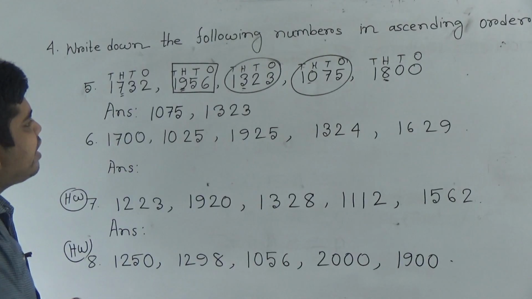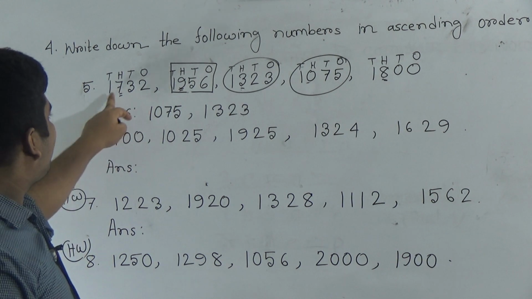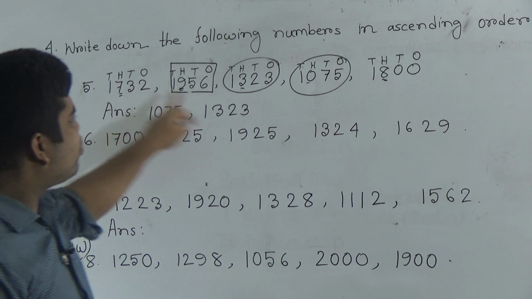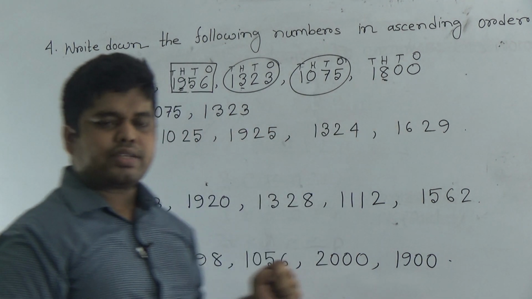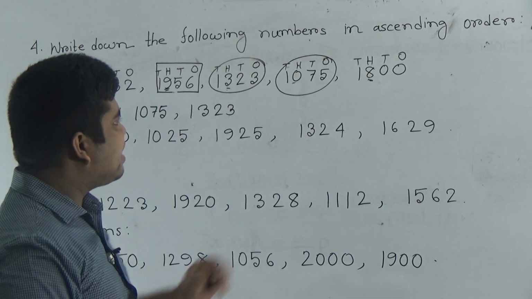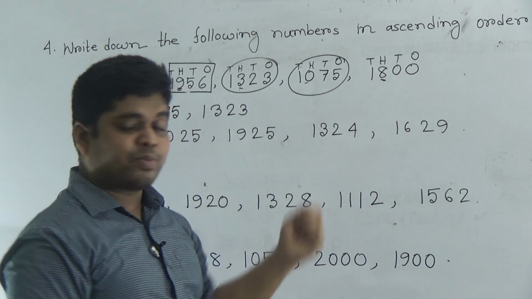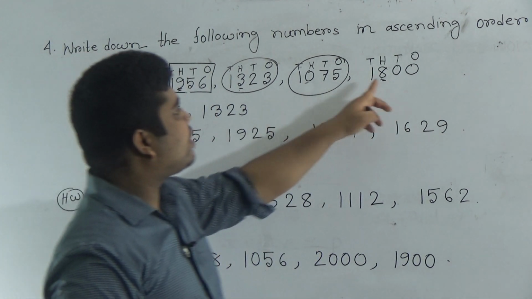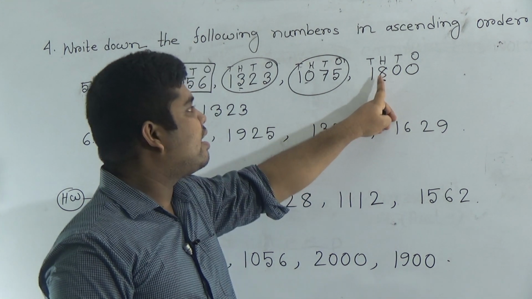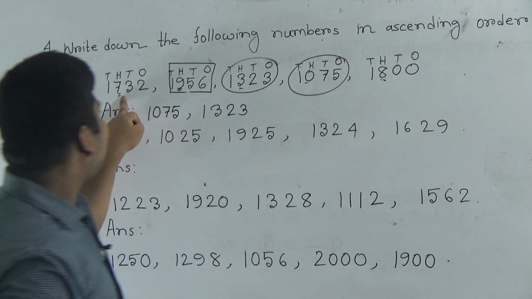And how many numbers are left? First we find the largest number, then 1732 or 1800, which one is smaller? My dear students, some of you may think that 1800 has no tens place and ones place digits, so it will be the smallest number. Not so, because we notice only the hundreds place digit. Here the digit is 8, here it is 7, so 1732 is the smaller number.